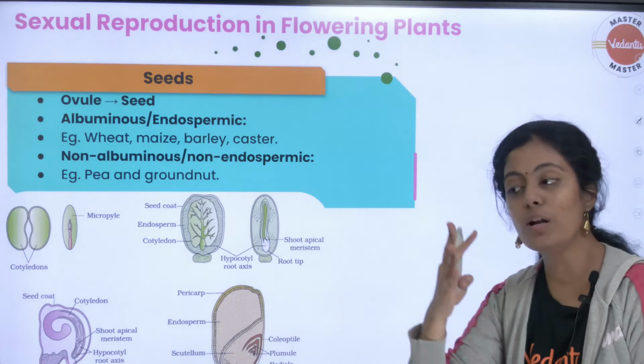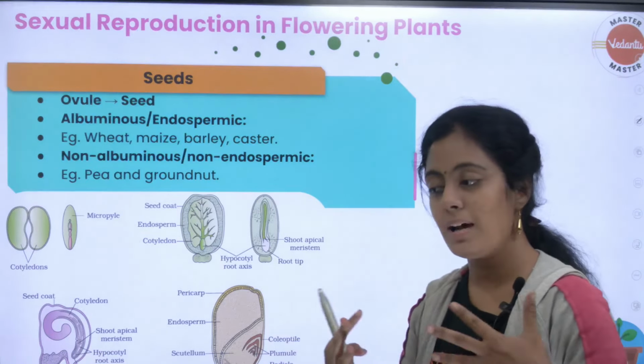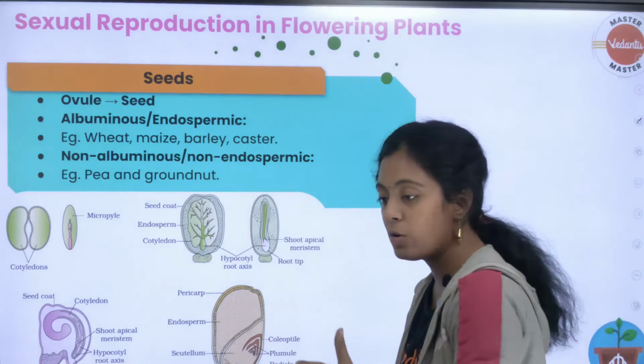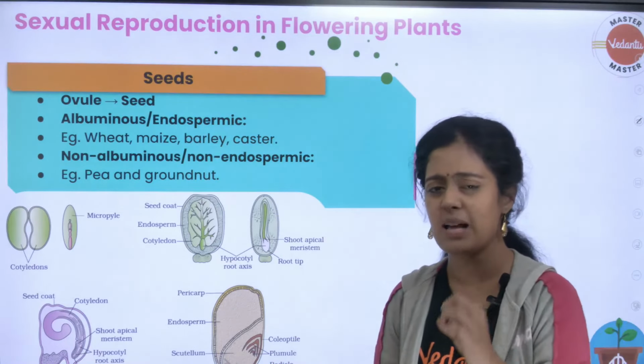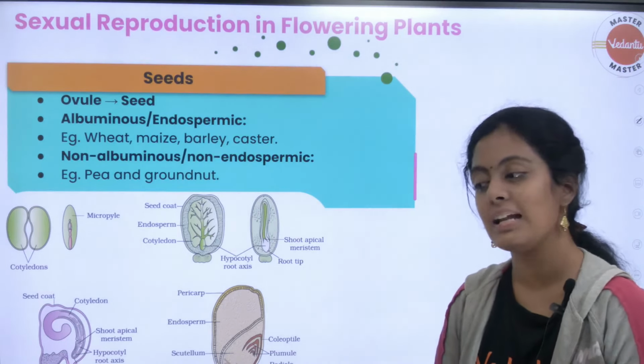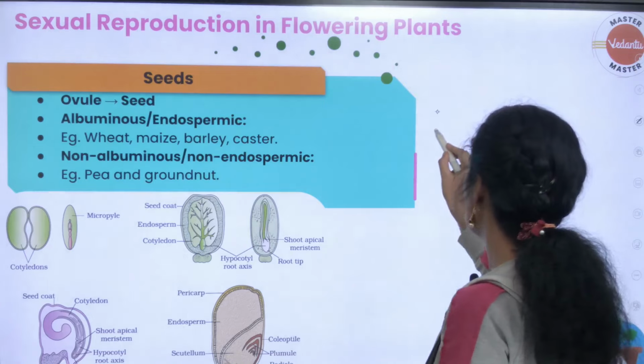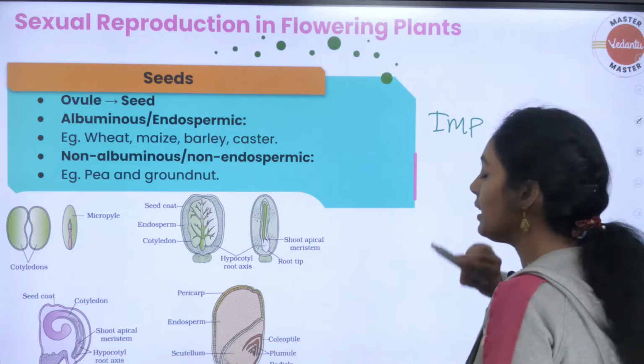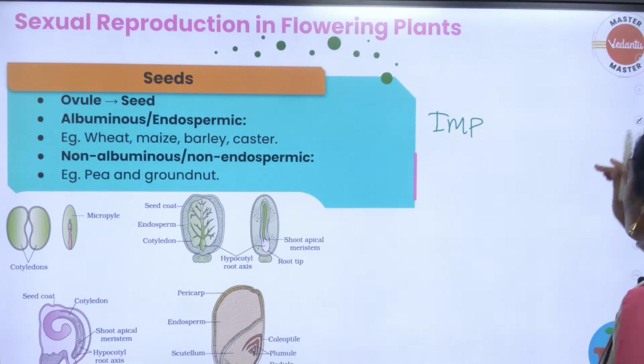Seeds. The ovule is going to develop into seeds. There are two types of seeds: albuminous or endospermic. As I already told you, they retain some amount of endosperm. Non-albuminous, they do not retain the endosperm. Very important: the difference between albuminous and non-albuminous seeds.